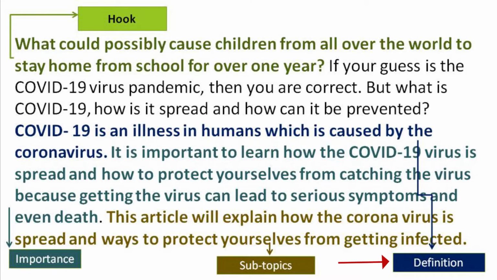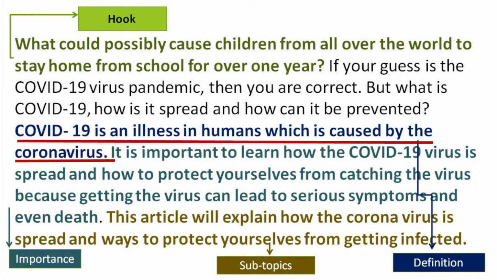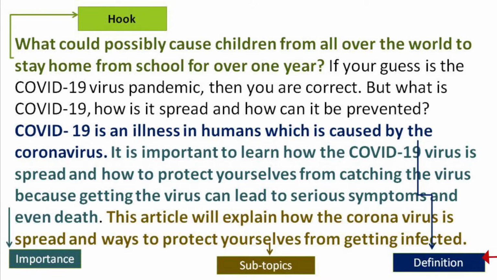Then we have the definition. The definition is basically an explanation of our topic. The definition tells our reader what we are going to be writing about in a broad way. For example, it says, COVID-19 is an illness in humans which is caused by the coronavirus. So from reading, we know that we're going to be reading about the COVID-19 virus.